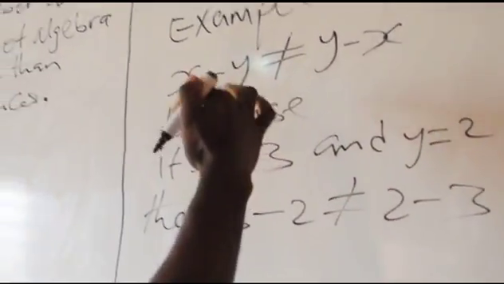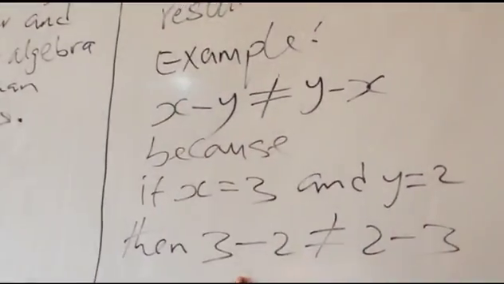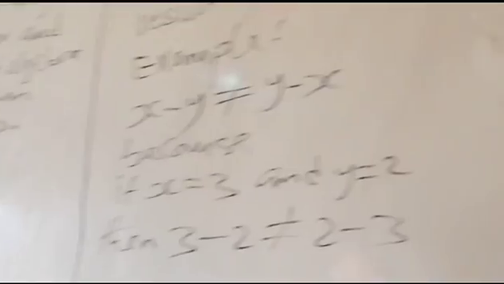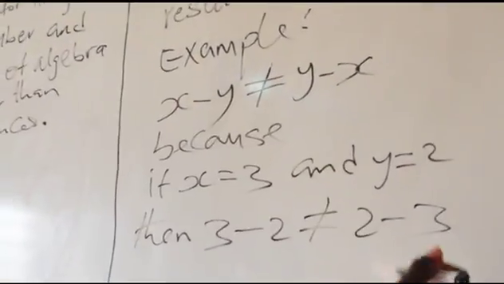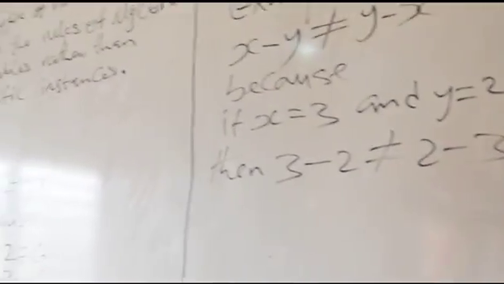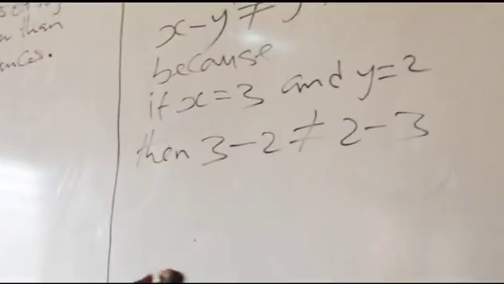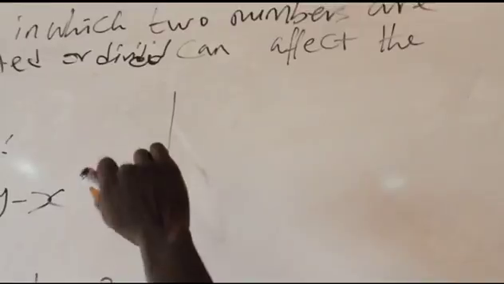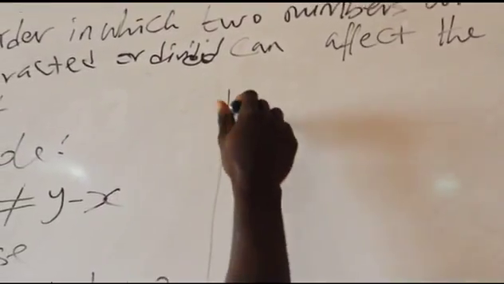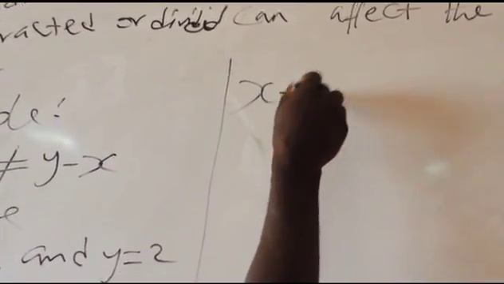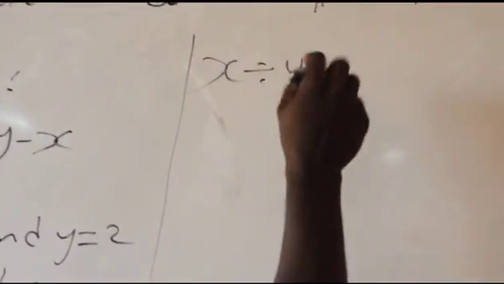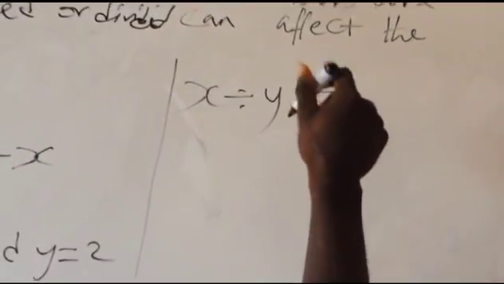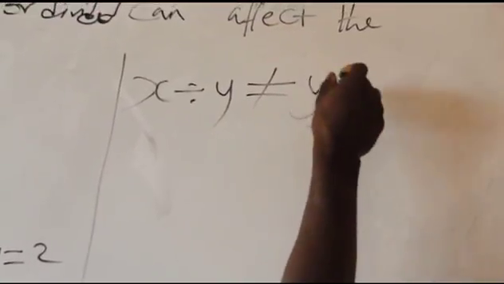Therefore, the operations of subtraction and division are not commutative, except in special cases. Now, let's go to division. x divided by y is not equal to y divided by x.